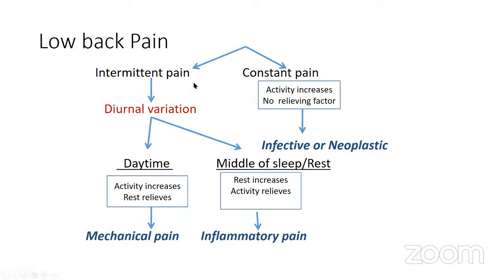Some low back pain is intermittent and some is constant. If the intermittent pain has diurnal variation, activity increases it and rest relieves it, it is mechanical pain. Similarly, the opposite: rest increases the pain and activity relieves it, it is inflammatory pain. Whereas if it is constant pain, throughout day and night, with activity increasing it but no relieving factor, there is a sinister significance. It may be infective or neoplastic.